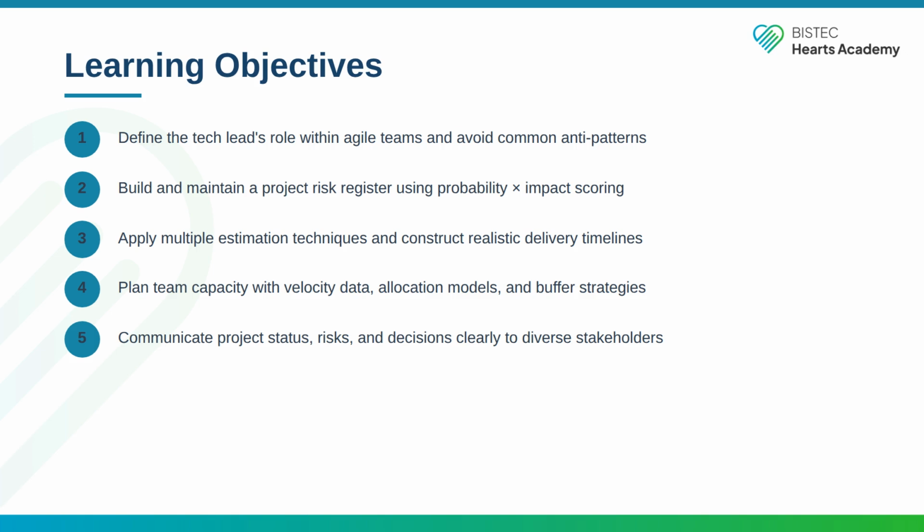Second, build a risk register using probability times impact scoring, a tool you will use on every project from now on. Third, apply multiple estimation techniques because no single approach works for everything. Fourth, plan team capacity with real velocity data, not wishful thinking. Fifth, communicate project status clearly to people who do not think in sprints and story points. These 5 skills are what separates a tech lead who ships consistently from one who is constantly firefighting.